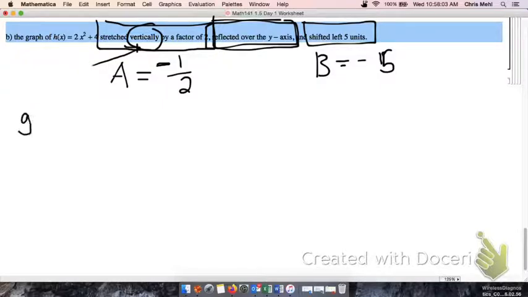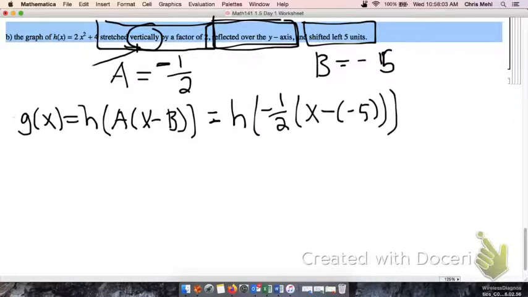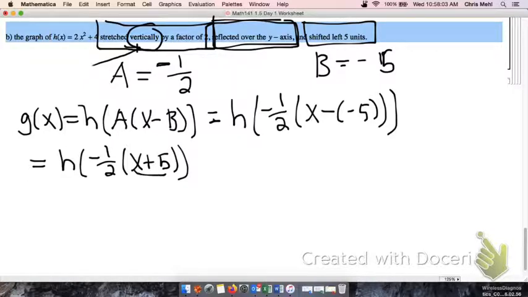Okay, so now g of x is going to be a transformation of h, and inside the parentheses you'll have a times x minus b. Okay, so leave h alone for now. A we now know is negative 1/2, and then I have x minus negative 5. Okay, and I'll simplify that. That'll be h of minus 1/2. But notice what happens to the sign. If you're shifting left 5 units, you're actually going to see an x plus 5 there.